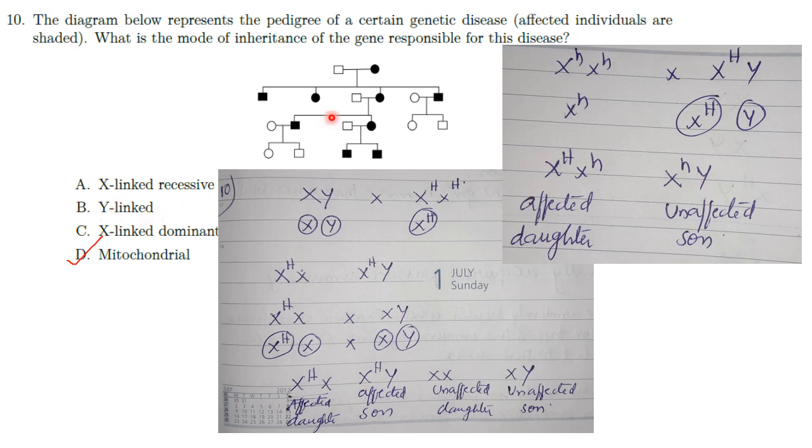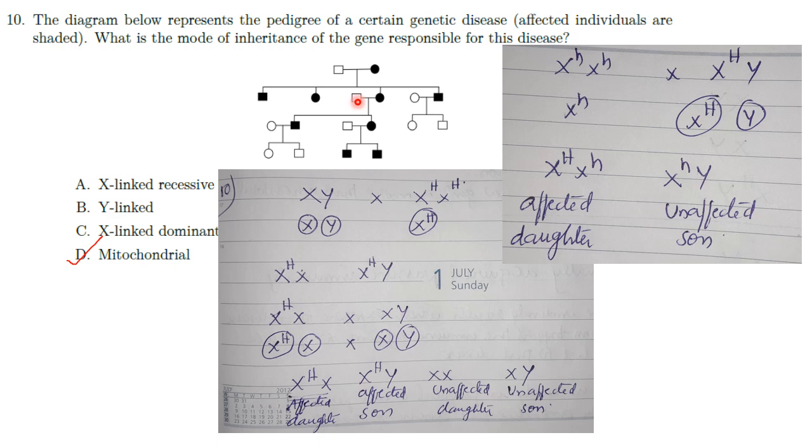Then Y-linked means all the male children will be affected, but here female children are also affected, so it cannot be Y-linked also. The confusion can arise with X-linked dominant. So I have made a cross to show it is not X-linked dominant. So this is X and Y, the male parent which is not affected, and suppose this is the female parent where both the X genes are carrying the disease. So these are the gametes produced and all the offsprings are affected. So that condition can be satisfied over here in the first generation.